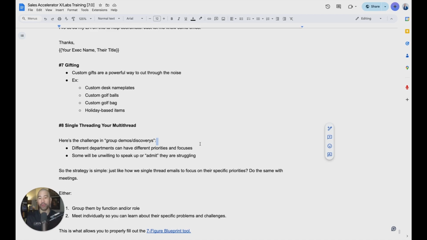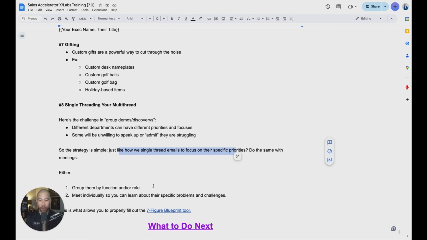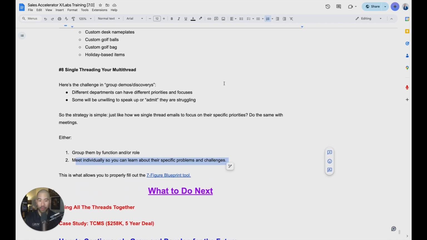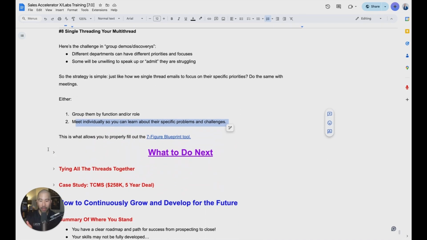That's not comfortable. So the strategy is very simple: just like we single thread emails to focus on priorities, do the same with meetings. You could either group them by function or role, and/or meet them individually so you can learn about their specific problems and challenges. This helps you fill that seven-figure blueprint tool I mentioned before, to make it very, very easy. Okay, so let's talk about what to do next.